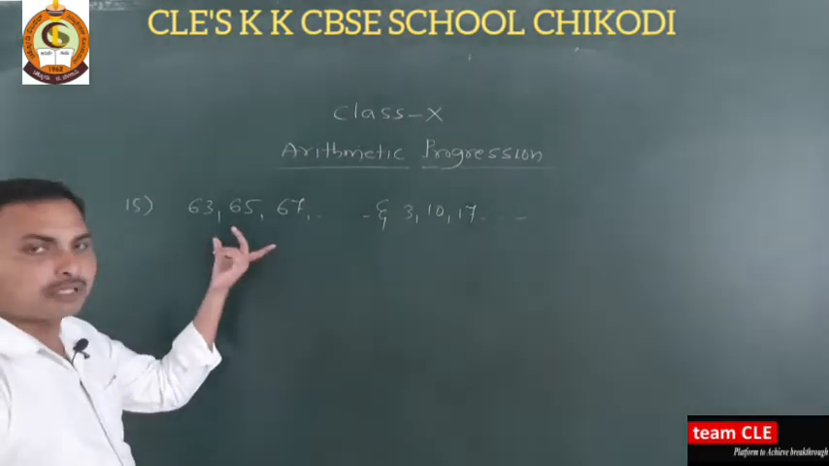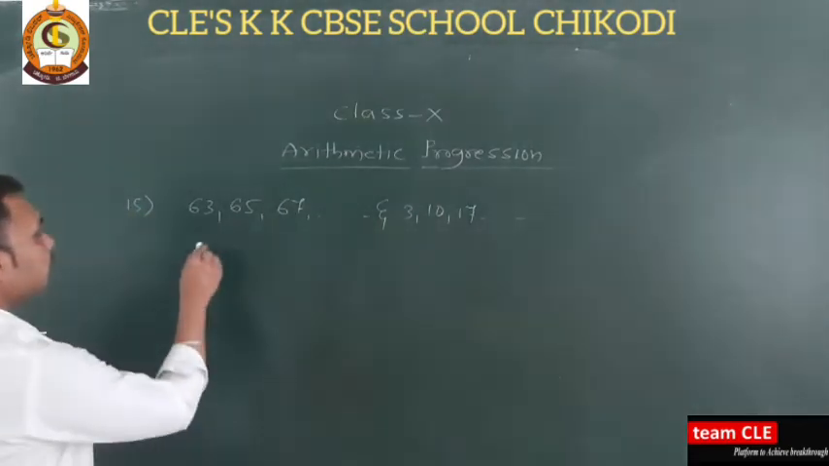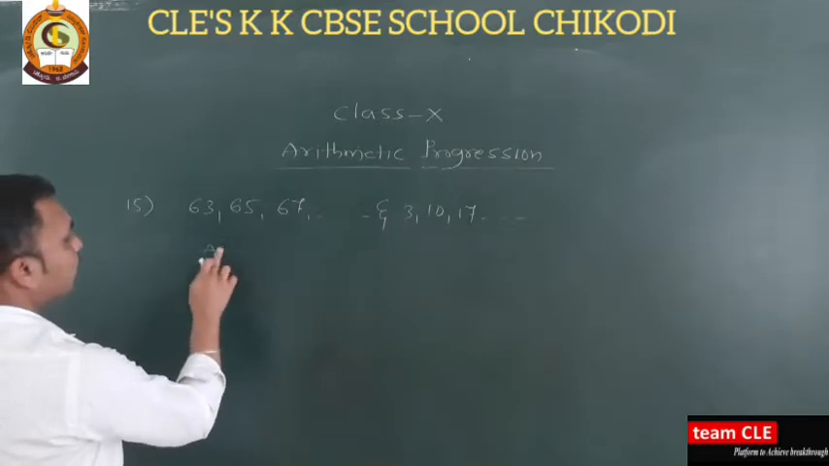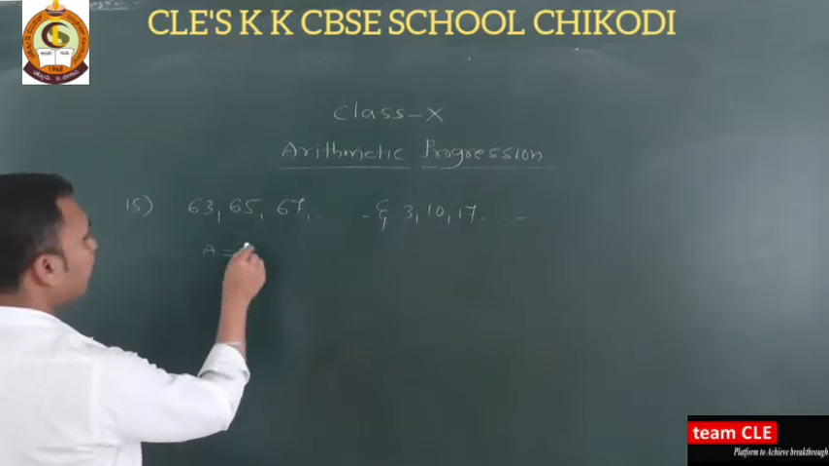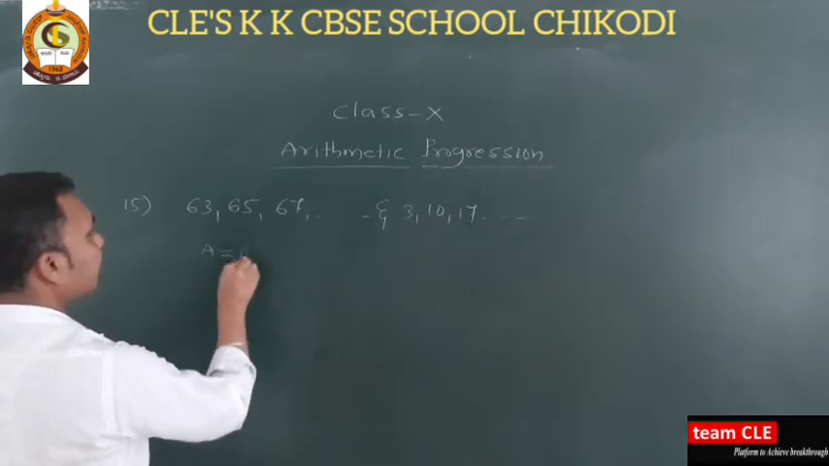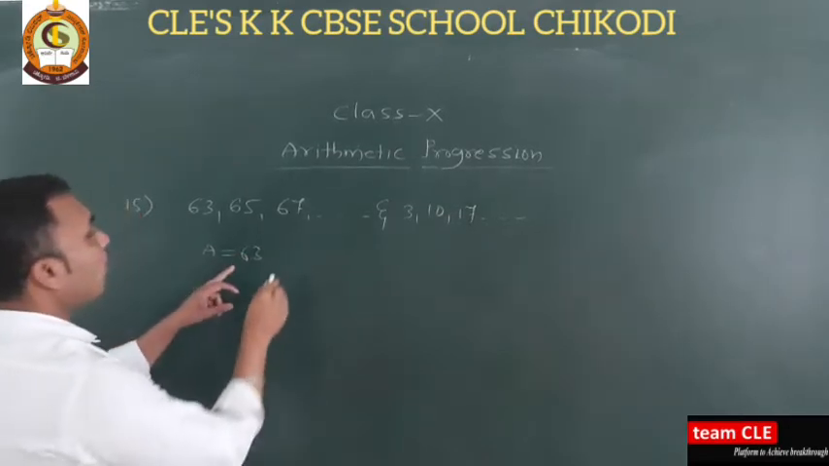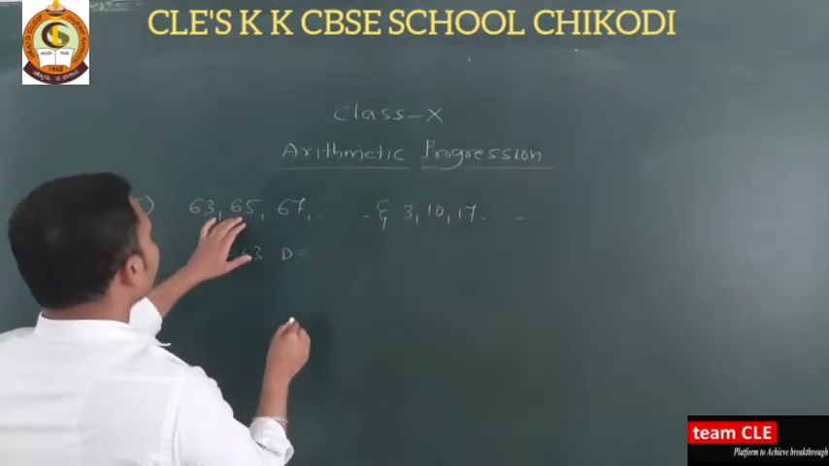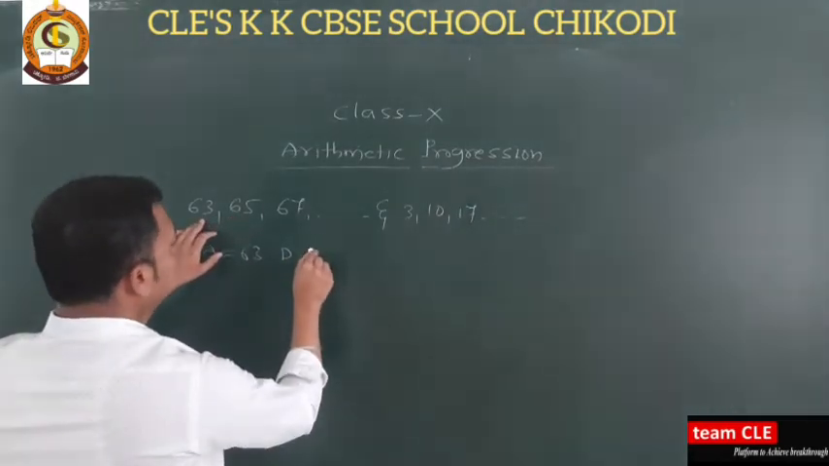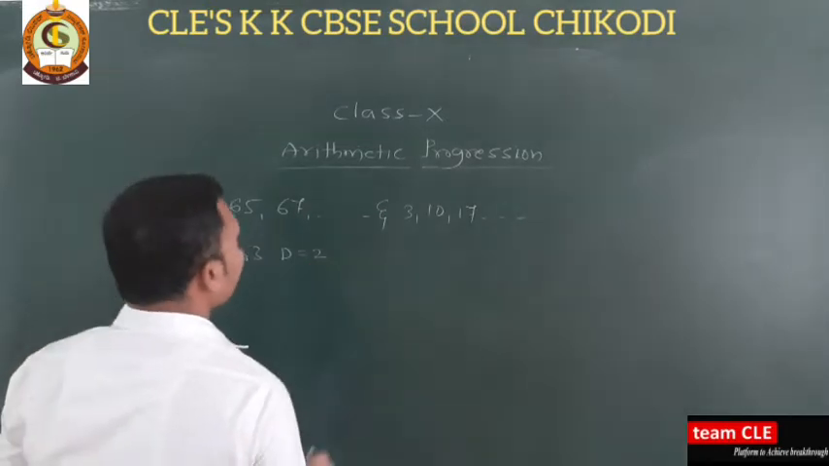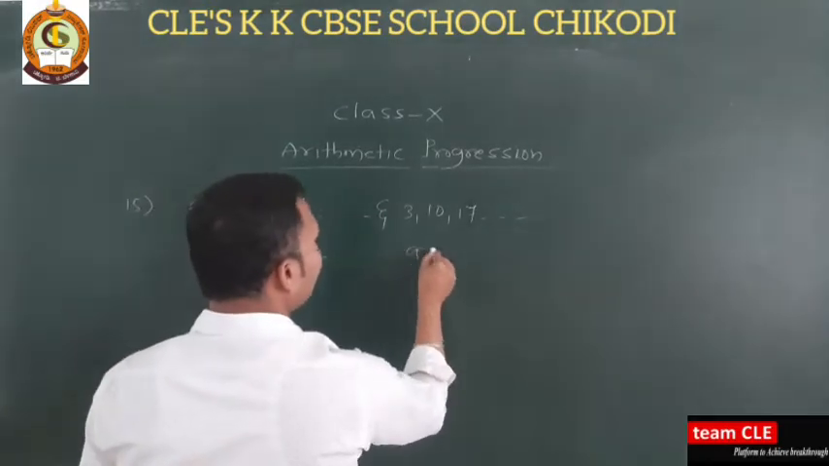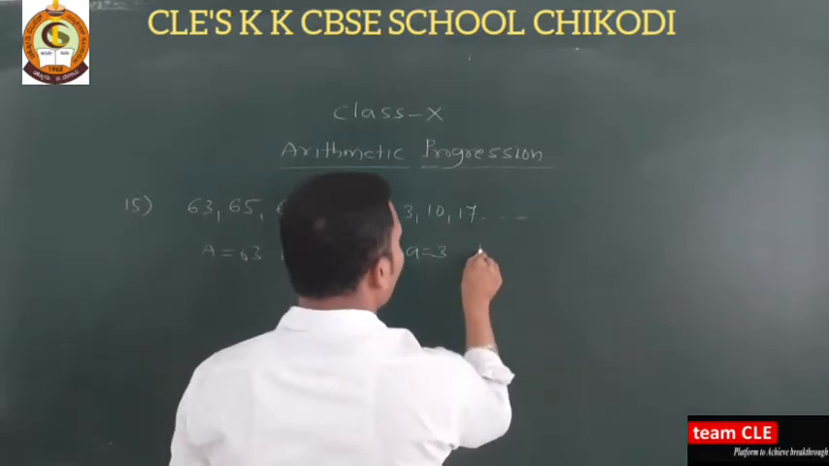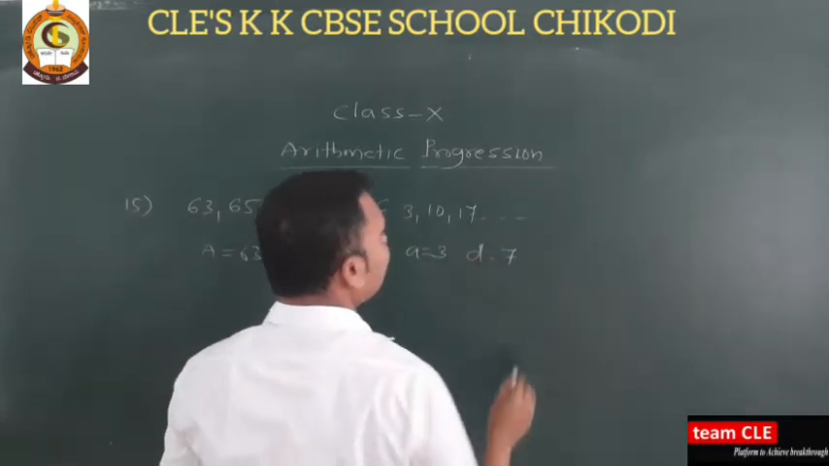Now for this AP I will take capital A as the first term, which is 63. The common difference I will take as capital D, so this becomes 65 minus 63, which gives 2. Now for the other AP I will take small a, so this is 3, and the common difference is 10 minus 3, which gives 7.